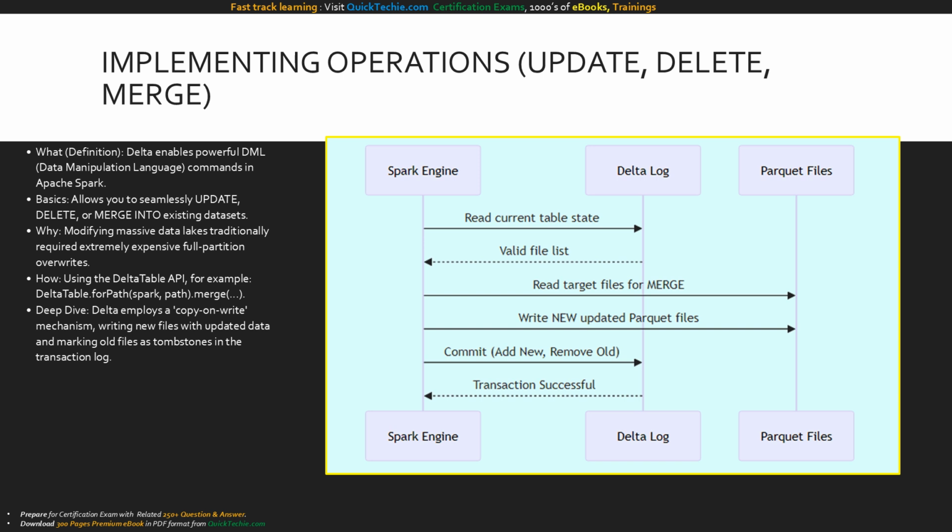Because of ACID consistency, any concurrent readers querying the table during this exact process will continue reading the old files until the commit is fully finalized. This guarantees that your analytics dashboards never crash due to a file not found error. Once the transaction commits, the next reader automatically picks up the fresh data.